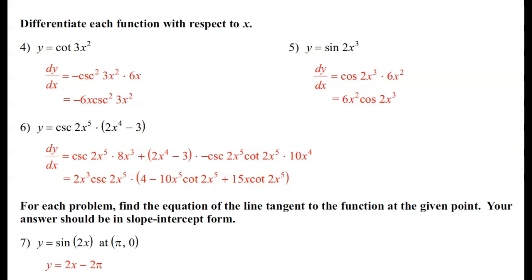I got the first one, but I don't know if you're getting the first one or the second. And 6? Yeah. So just taking out a GCF. Both terms contained cosecant 2x to the 5th, and both terms contained a 2x. I'll show you.